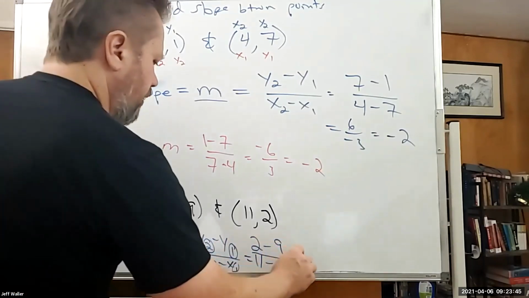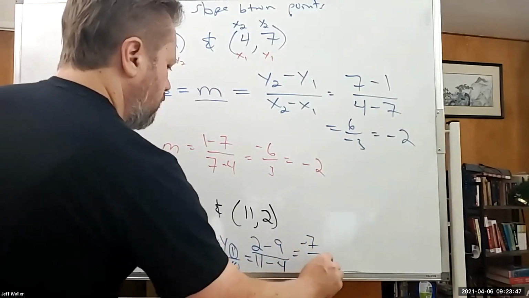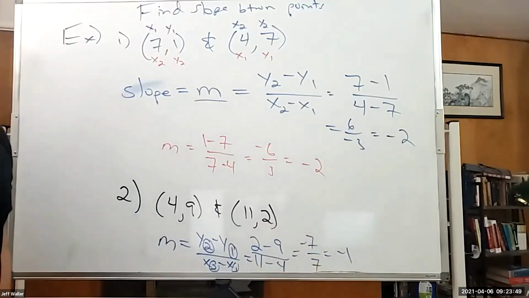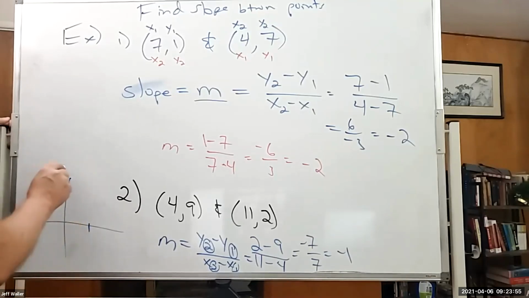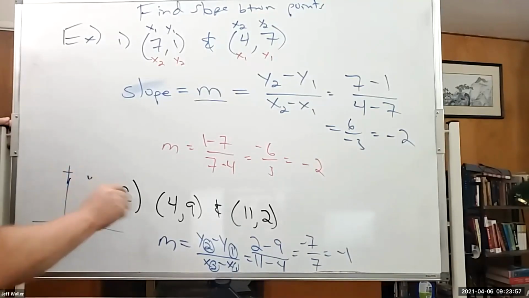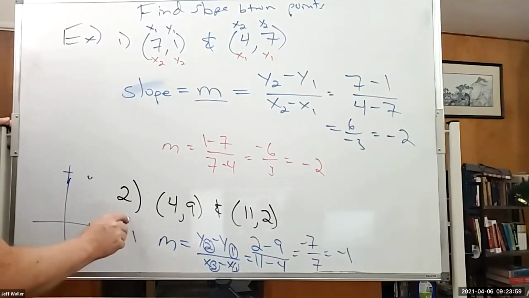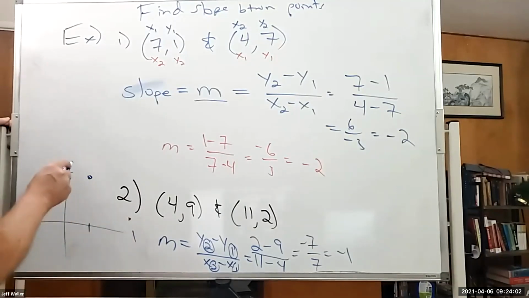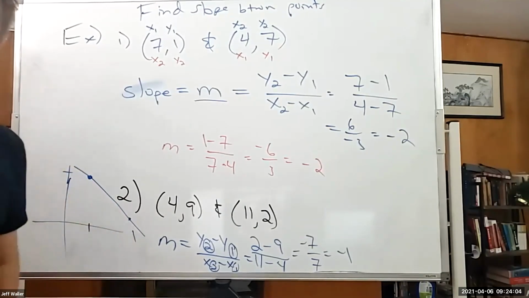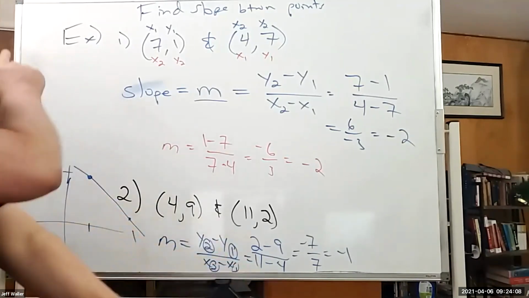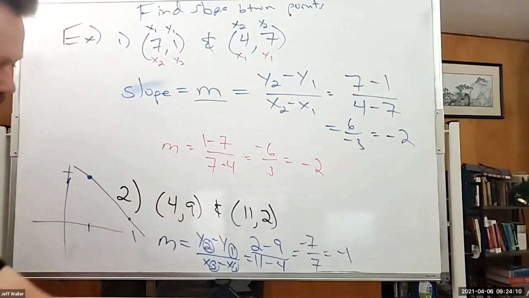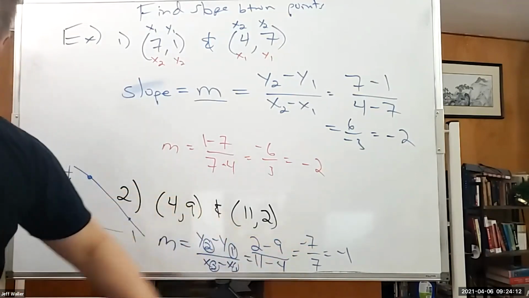So then you get negative 7 over 7, which is negative 1. And sure enough, if you plot the points 4, 9, I'm just going to do really roughly, 4, 9, and 11, 2, wouldn't that be a negative slope? Yes, it makes sense. 4, 9 to 11, 2 is a negative slope. It's going to go down.